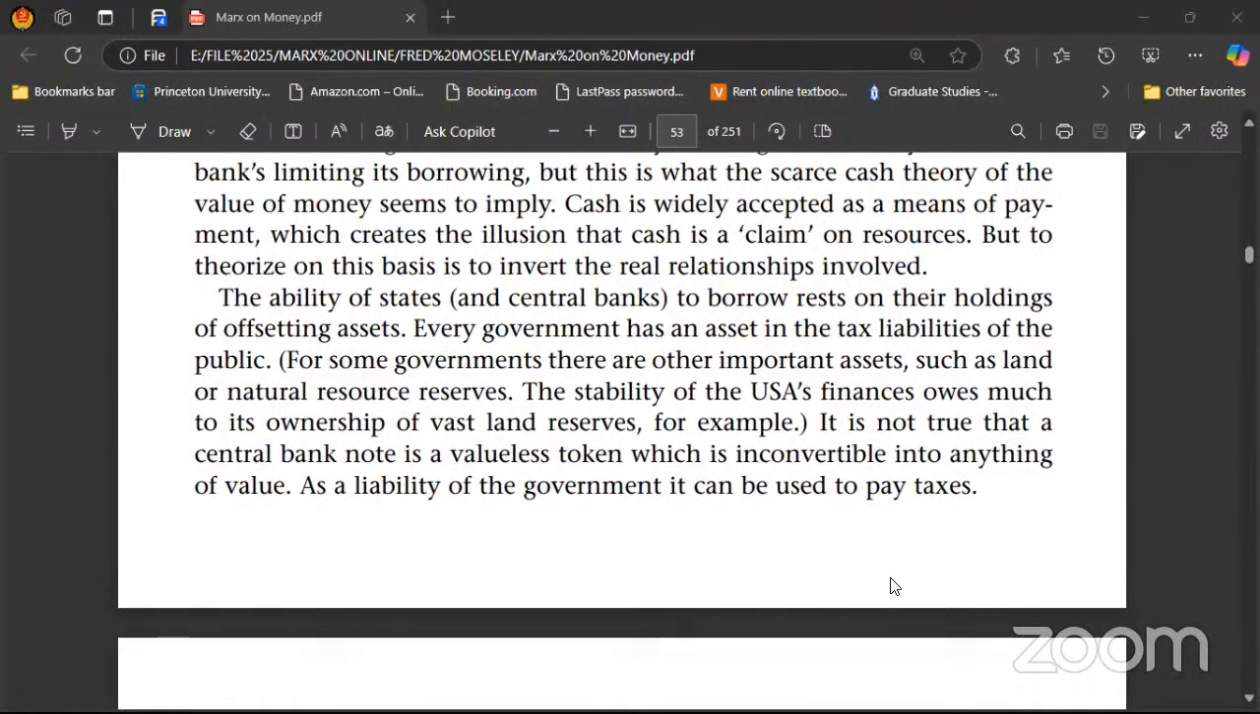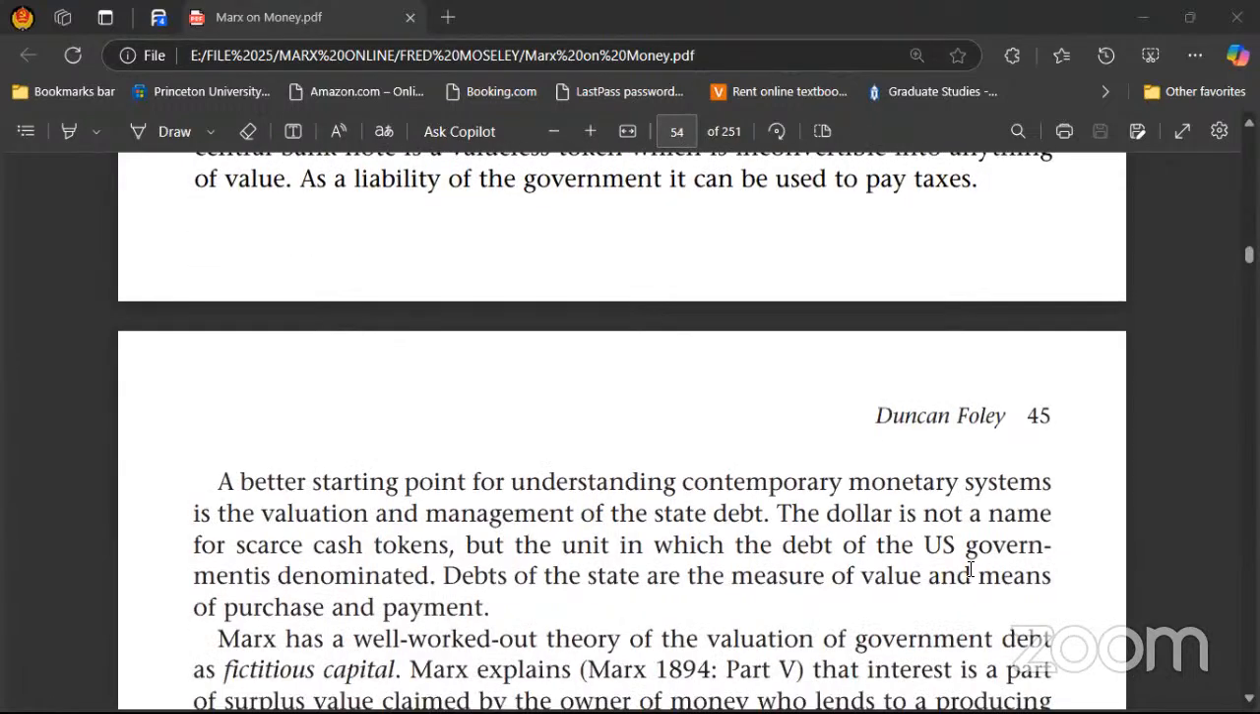For some governments, there are other important assets such as land or natural resource reserves. The stability of the USA's finances owes much to its ownership of vast land reserves, for example. It is not true that a central banknote is a valueless token, which is inconvertible into anything of value. As a liability of the government, it can be used to pay taxes.